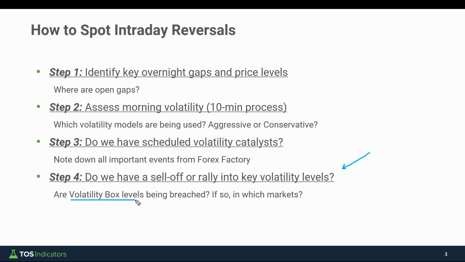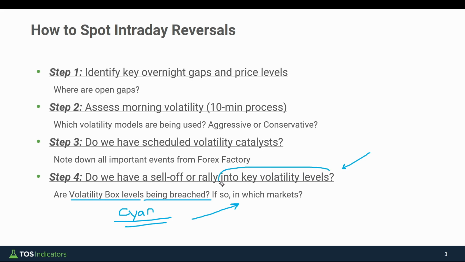We're waiting for our volatility box levels to be breached. These are the cyan lines on the Futures Volatility Box models. We're waiting for the cyan lines to be breached, and when that happens, make a note of which markets are being breached. For example, today we had the S&P, Dow, and Nasdaq all breaching our volatility models in the 7 to 8 a.m. Pacific hour, but only the S&P and the Nasdaq actually gave us entries. So while these levels may be breached, you don't necessarily have an entry in all of the markets.